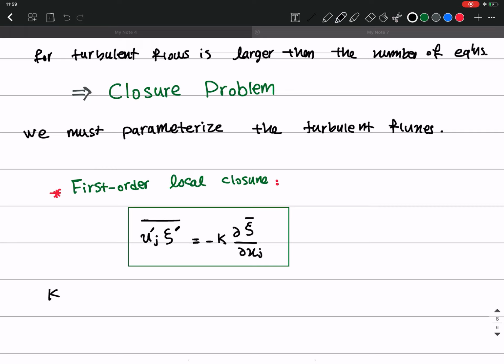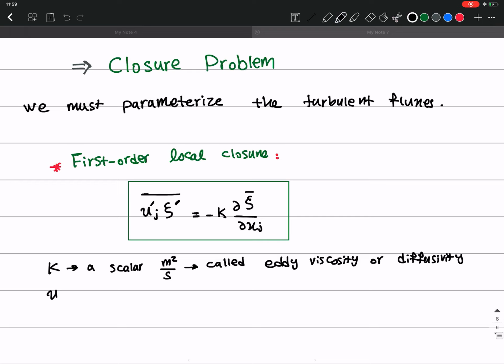What is K? K is a scalar with a unit of meter squared over second, which is also called eddy viscosity or diffusivity. And u prime j epsilon prime is just the turbulent flux.